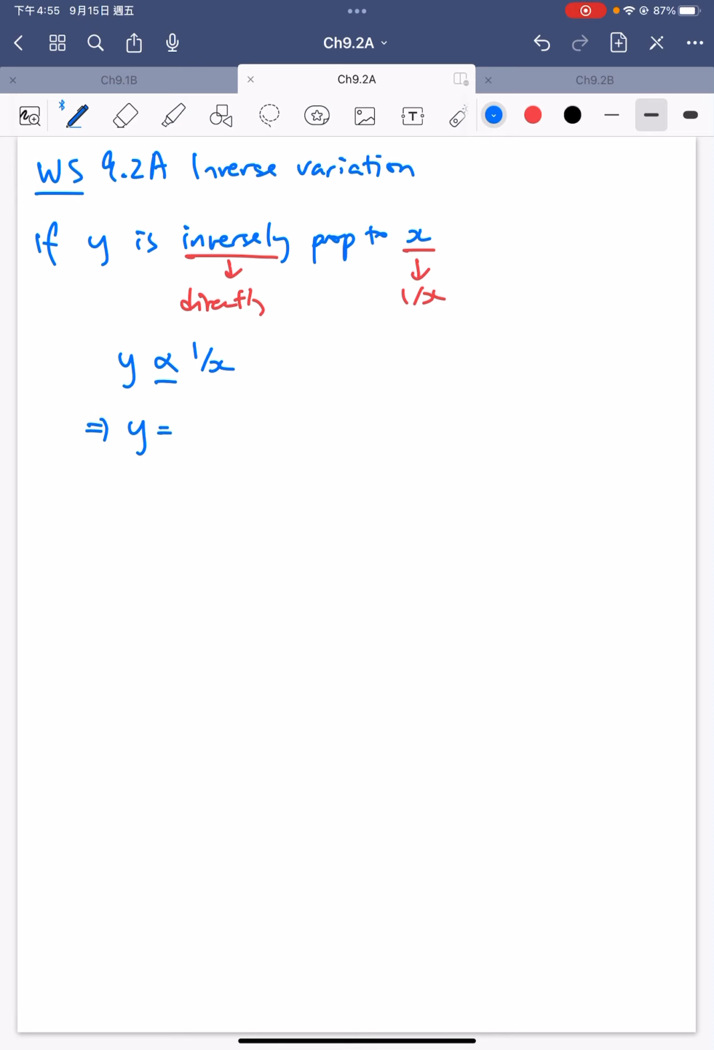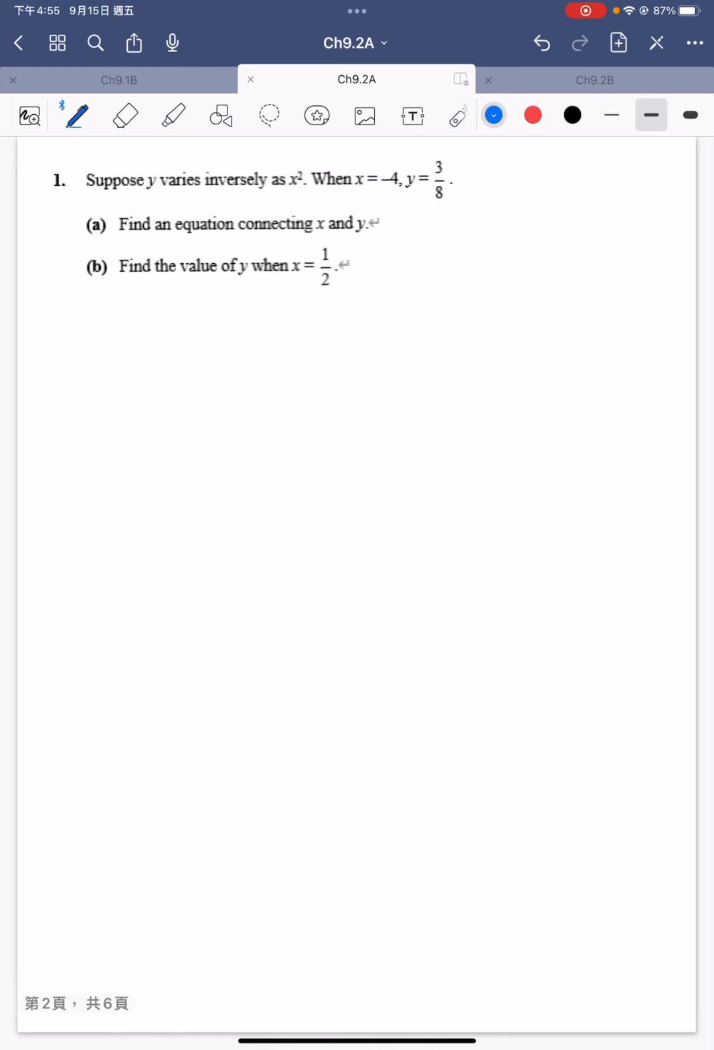So if we have y is inversely proportional to x, which means that we can change the inversely to become directly, and we can change the x to become 1 over x. So using our technique, we change the whole thing to become y is directly proportional to 1 over x. So every time you see this proportional sign, we can change it to y equal to k times 1 over x. So that's the meaning of inverse variation. So let's move to our first example.